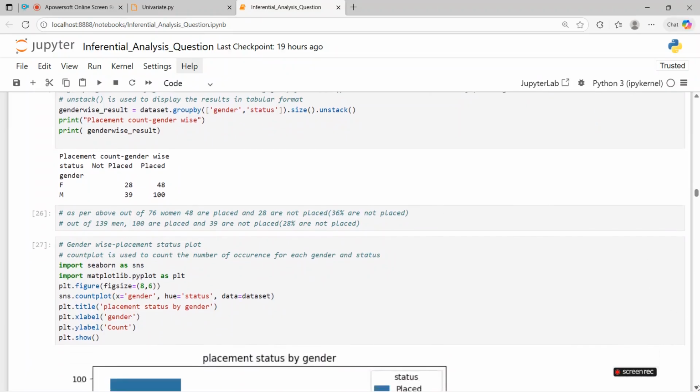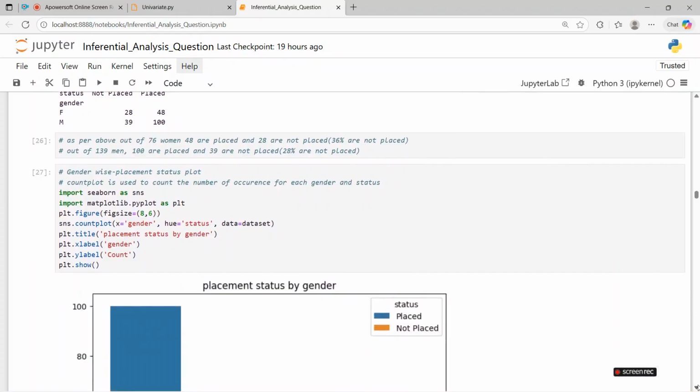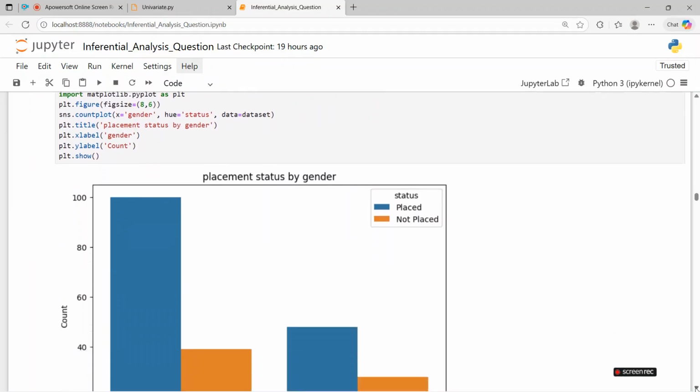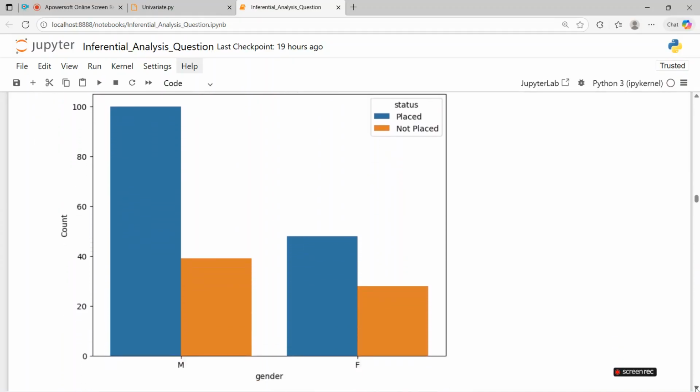So here we have a count plot using Seaborn for the same result, placement status by gender, that is gender-wise placement status. By grouping gender and placement status, we have the count plot for placed and not placed. Here placed is blue color, and orange color is not placed.